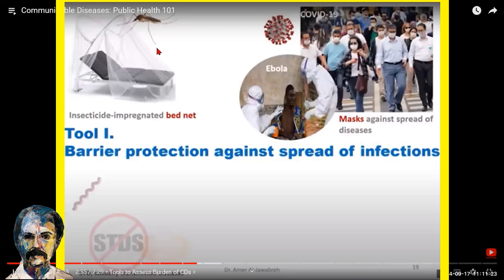We have mosquitoes, like malaria, which transmits Plasmodium falciparum and Plasmodium species in general. We have West Nile fever, Aedes aegypti. We have leishmaniasis, sandfly, Phlebotomus. All of these are vectors, and they transmit the disease. So we make a barrier between us and that vector. And this is usually a bed net.